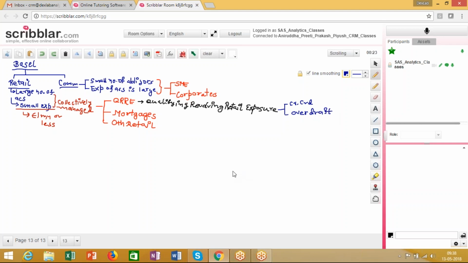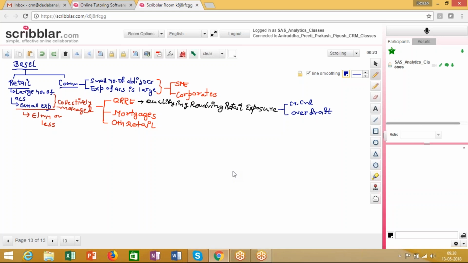Right. So over here, what we have is the qualifying revolving retail exposure. Within qualifying revolving retail exposure, we have credit cards and overdraft, because these two are revolving products. Now, when I talk about a revolving product, what do I mean by a revolving product?